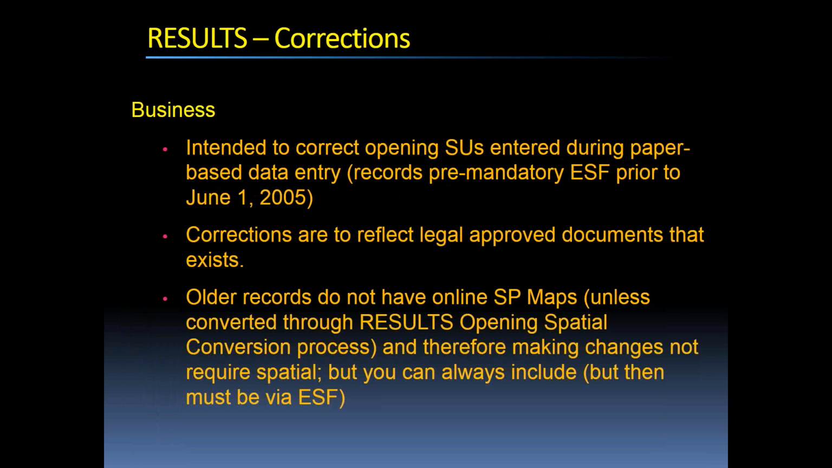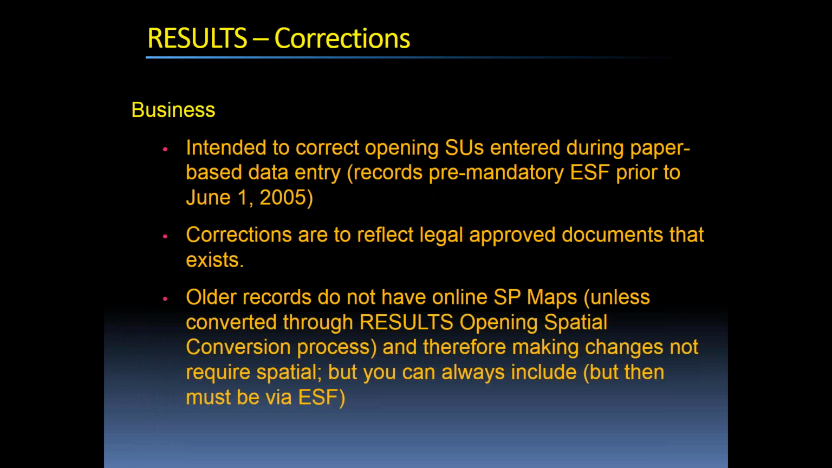So for silviculture prescriptions, we have the ability to do corrections. The business perspective of what this is for is that older records that were entered prior to 2005 were entered by hand, so there may be some data errors, entry errors. And so corrections simply allows you to correct the data to reflect the legal approved document that you have on your files.